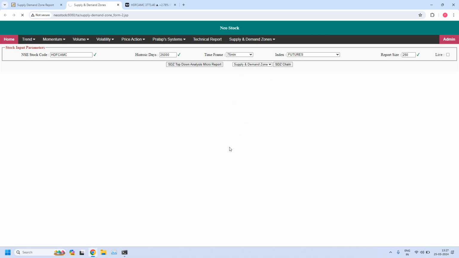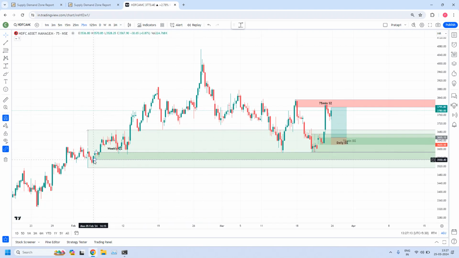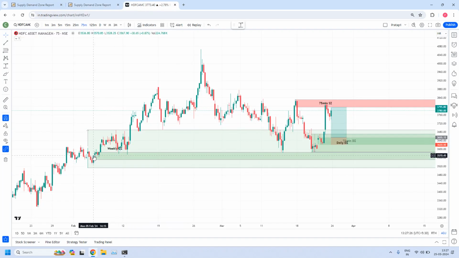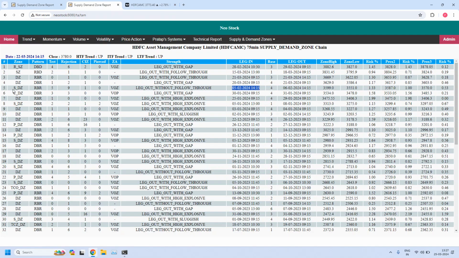Let me generate the supply demand zone chain for this 75 minutes. And meanwhile, what is the leg-in? I forgot the date, it is 5th February, 14:15. Check, 5th February. Yeah, 5th February, 14:15. 4 base candles: 1, 2, 3, 4 base candles. We have a leg out. And this is a high liquidity zone. And moreover, it is an S_DZ, our support demand zone, already tested 5 times and gave 9 rejections from this zone.